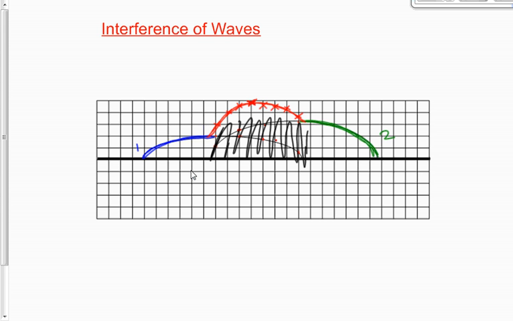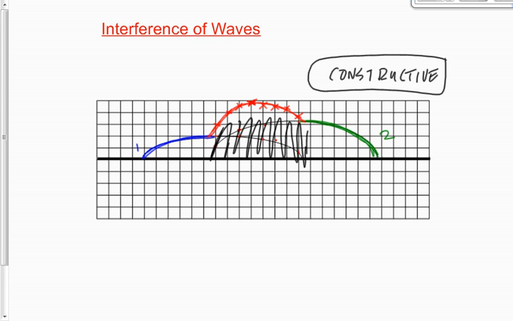What kind of interference is that? What do we call that? Constructive or destructive interference? When we make a bigger wave as a result of two crests or two troughs, we call it constructive interference. You're constructing something, you're building something, you're making something bigger, not destroying it, making something smaller.